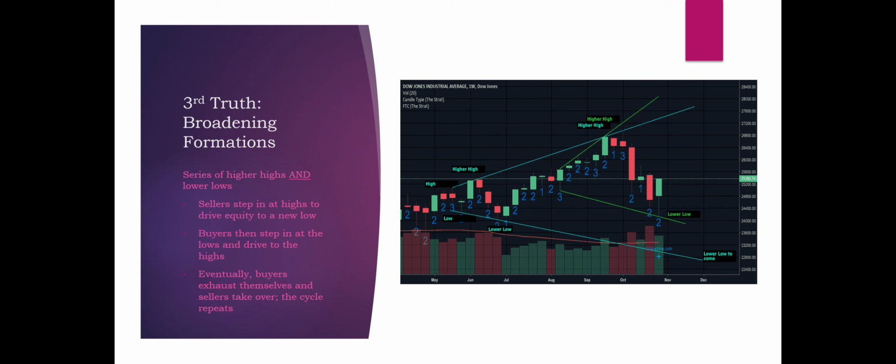Eventually, those buyers exhaust themselves, the sellers take over, and they knock it down again. Except this time, it goes just a little bit lower, and the cycle repeats. Now, very early on in a broadening formation, there's not a lot you can do with the trade. You're just going to get chopped up. You definitely don't want to be involved in it at the early part of the bullhorn.